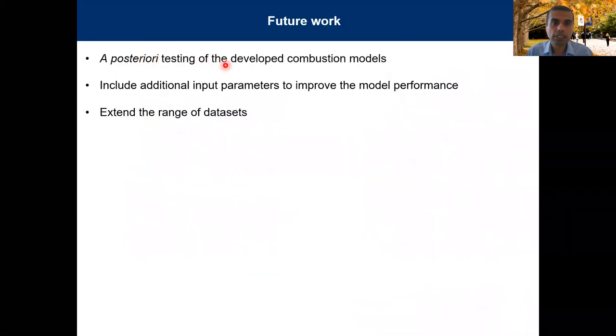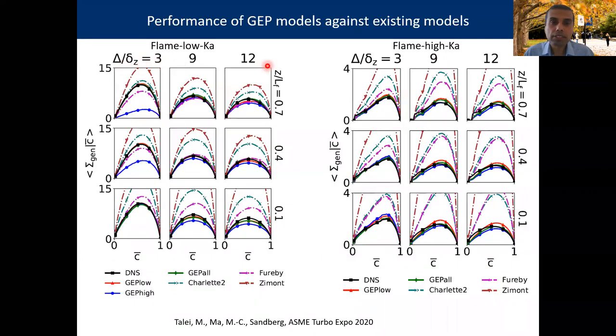So as we increase the filter size, we can see what's happening in terms of the model performance. The black line shows the DNS results. If you look at the existing models, the only one which performs reasonably well is the Pfitzner model for large filter sizes. The GEP ones, GEP low and GEP all, both perform well for the low Karlovitz number flame, but GEP high is not doing really well in this case, which is not surprising.